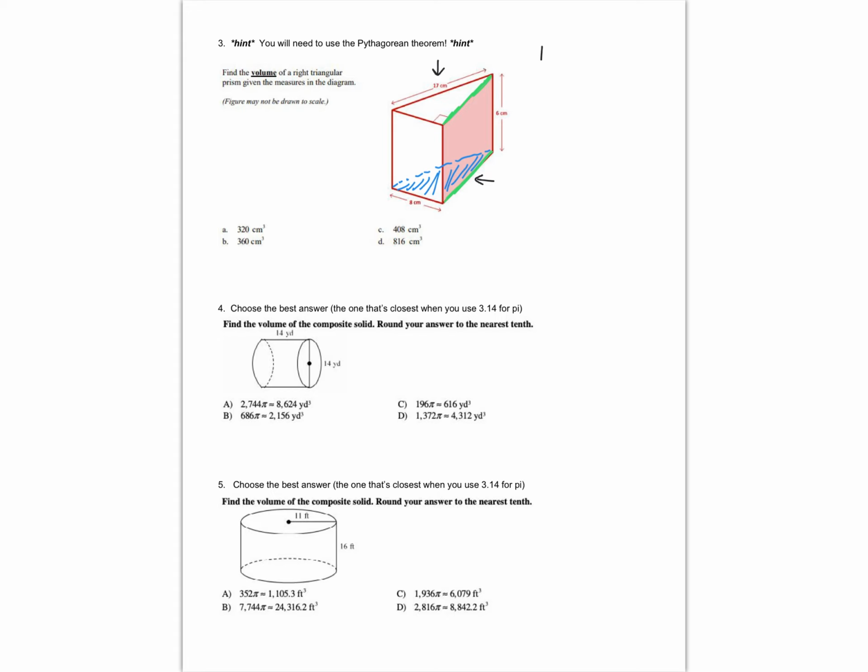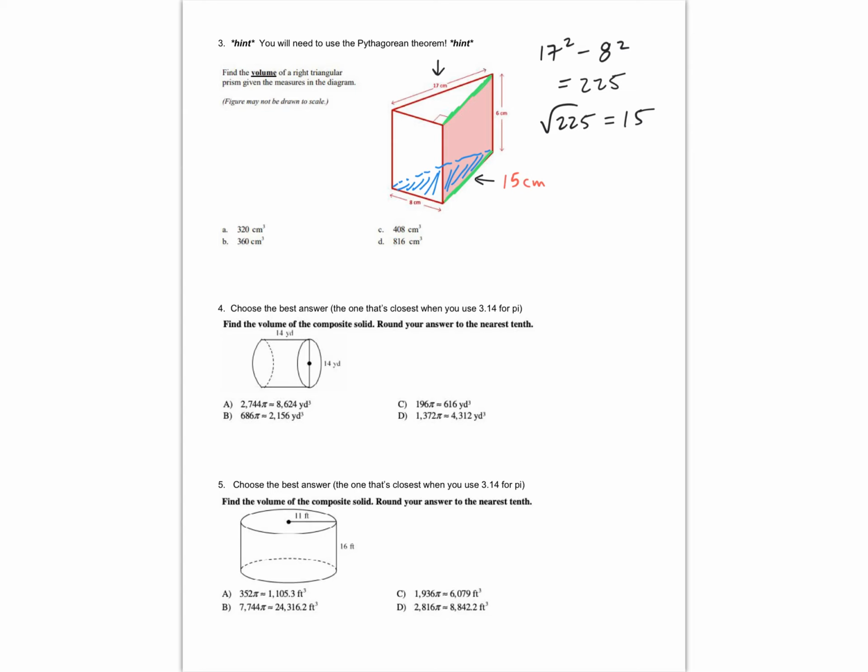So it's going to be 17 squared minus 8 squared, and that gives us 225, and the square root of 225 is 15. Okay, so that means that this side down here is 15 centimeters.